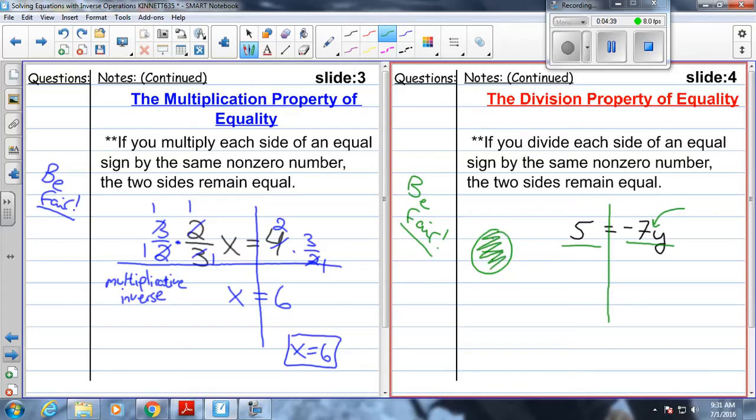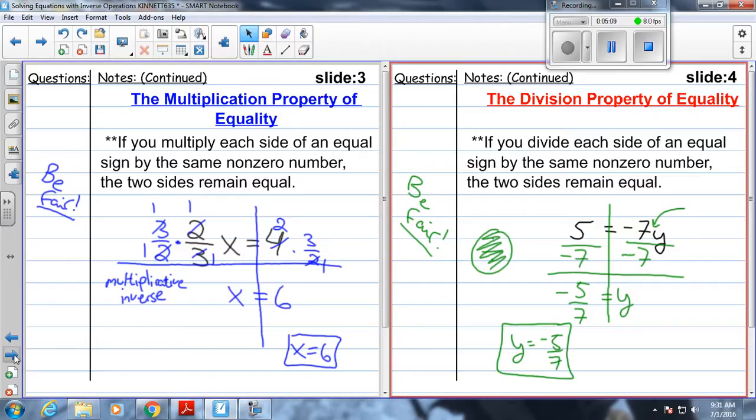And -7 divided by, we need to divide by -7. Notice our numbers when we use multiplication or division, the signs don't change. If I wrote that on the left or right, I have to write it on the left. So -7 divided by -7 is 1, and 1 times y is y. And we love fractions because that's the answer. That's in simplest form already. So y equals -5/7.